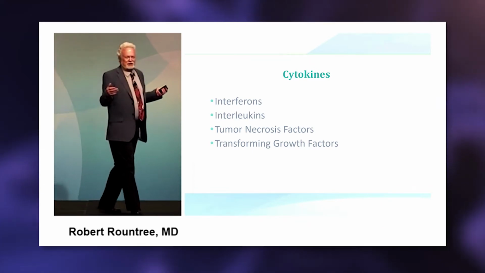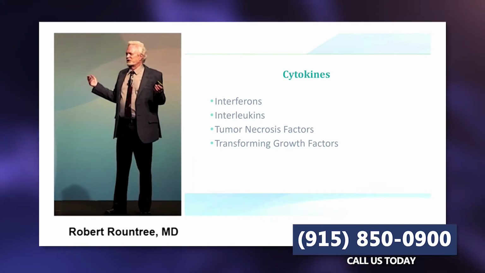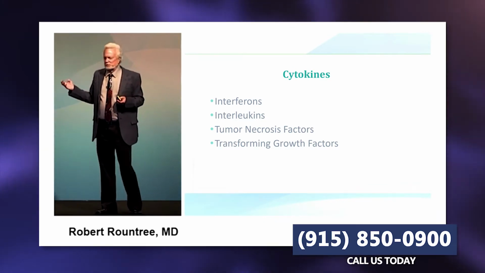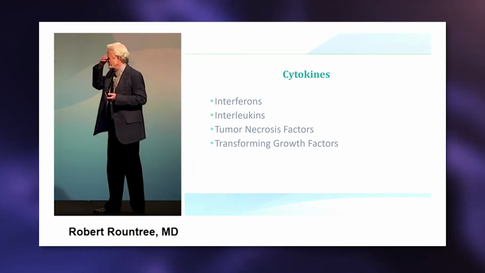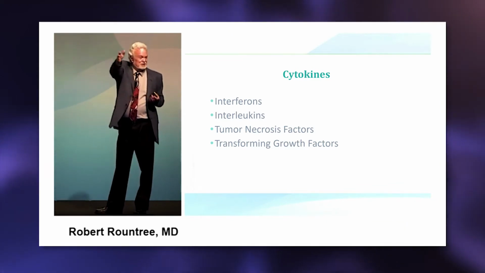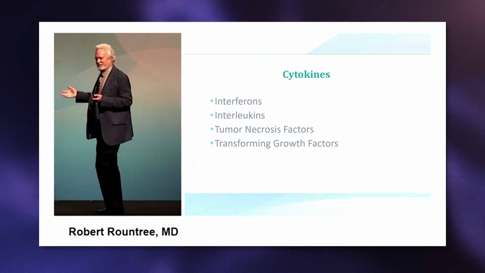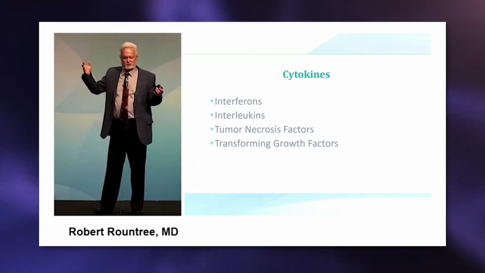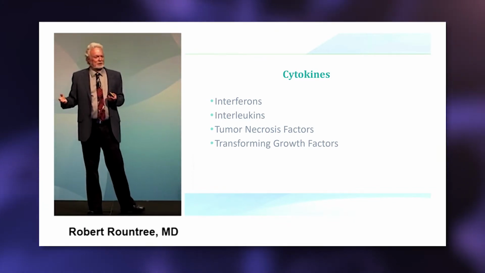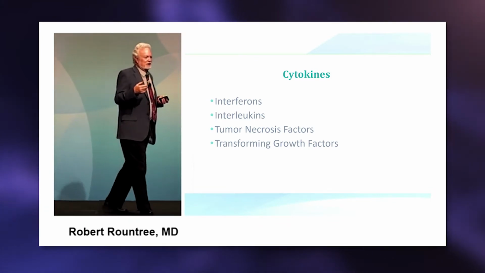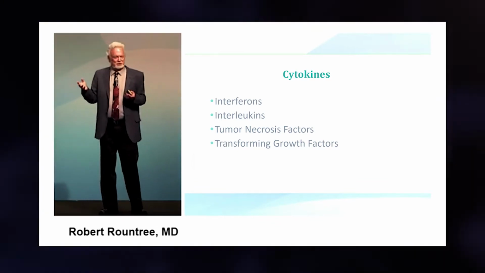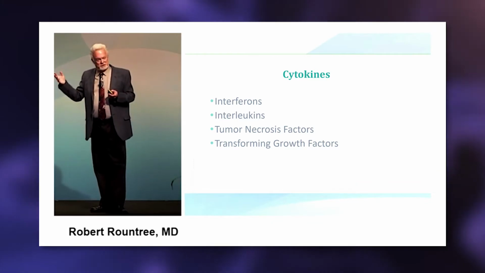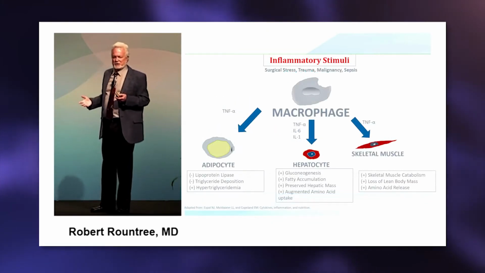There's interleukin. Interleukin 1 is used in medicine to treat melanoma. Not so much anymore. TNF-alpha, we use TNF-alpha blockers extensively in rheumatology. Transforming growth factor is involved in scarring of the liver. People that get cirrhosis have very high levels of TGF. So these things are involved in a lot of different kinds of pathologies.